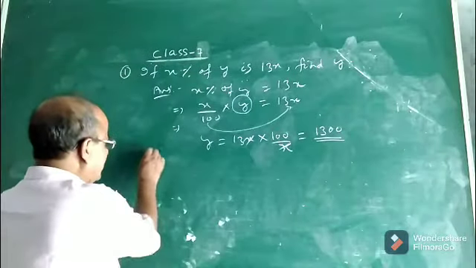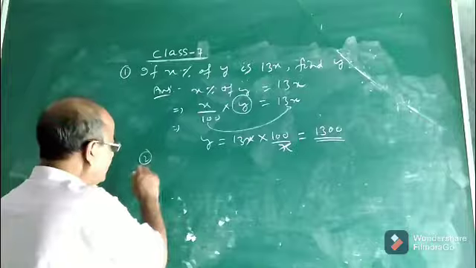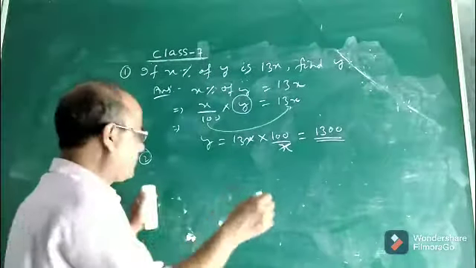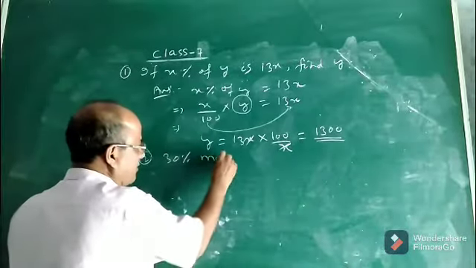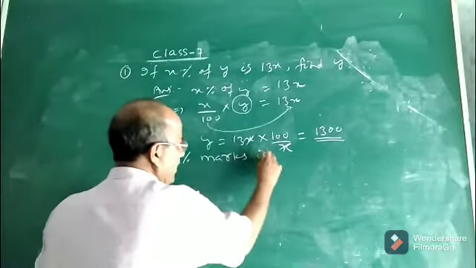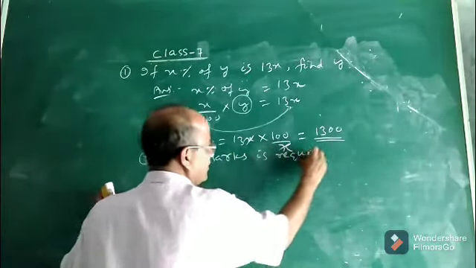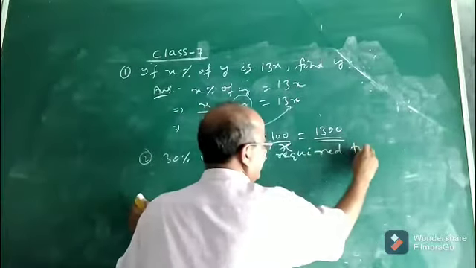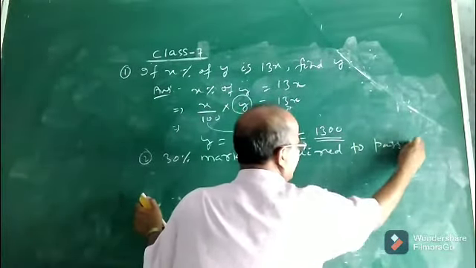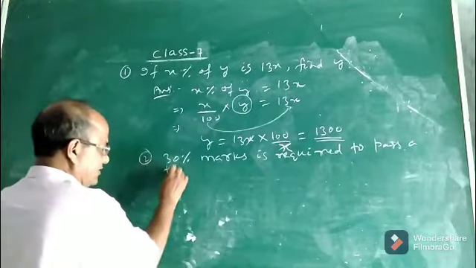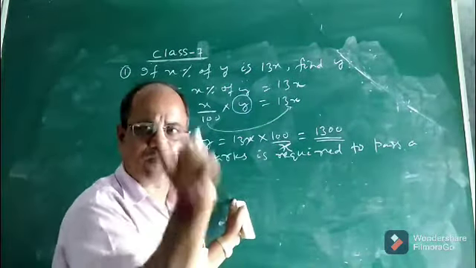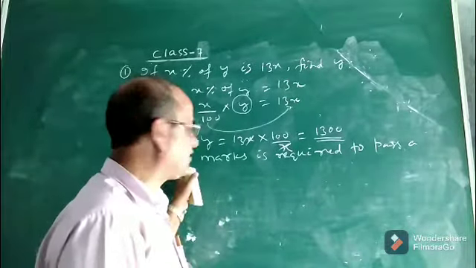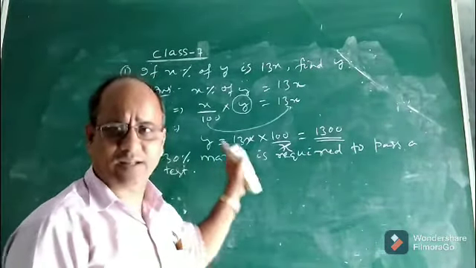Suppose in an exam, at least 30% marks are required to pass a test. What does it mean? That means whatever is the maximum mark or full mark of the test, a child has to secure 30% in order to clear the test.